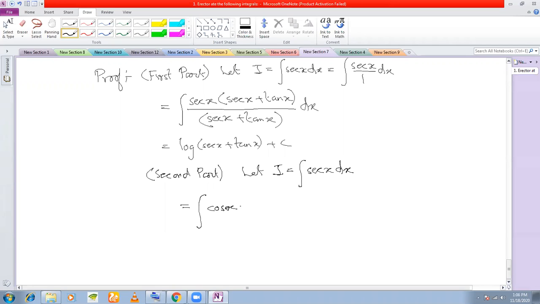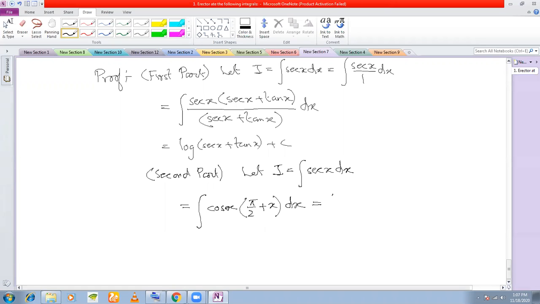This can be written as cosec(pi/2 + x) dx. We can write it this way because sec x can be changed to cosec: sec x can be written as cosec(pi/2 + x). And what is the formula for cosec?